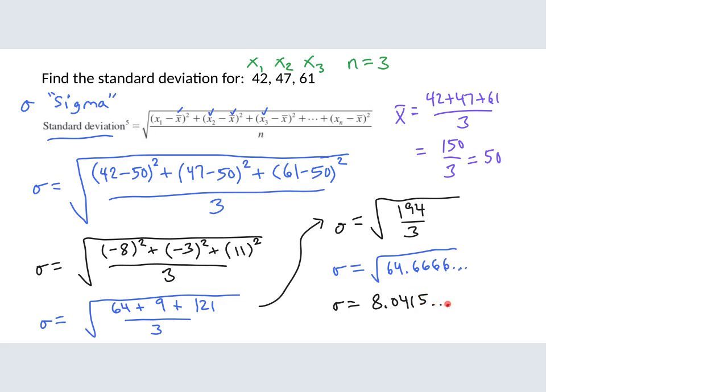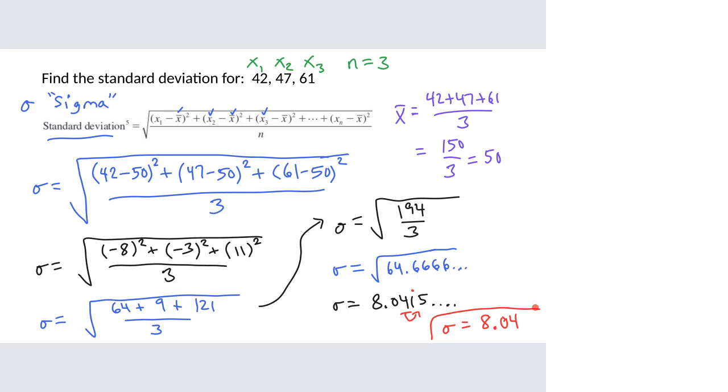And that keeps going. I didn't say where to round in here. How about we round to the nearest hundredth? What the heck? We'll round to the nearest hundredth. There's a 4 in that spot. We look one place to the right. That's 4 or lower. So we'll round this down and have a standard deviation of 8.04.